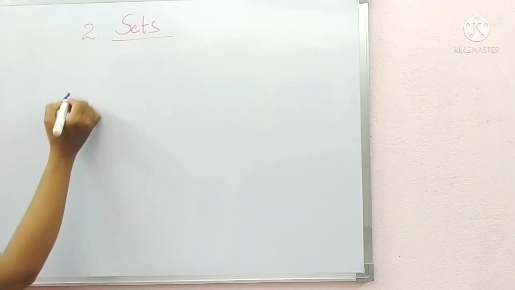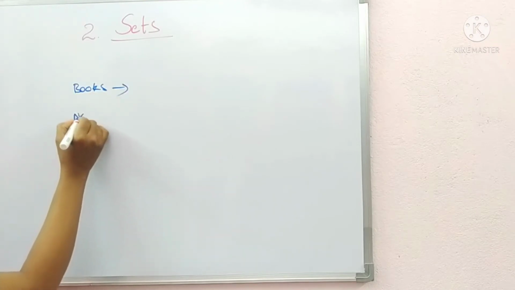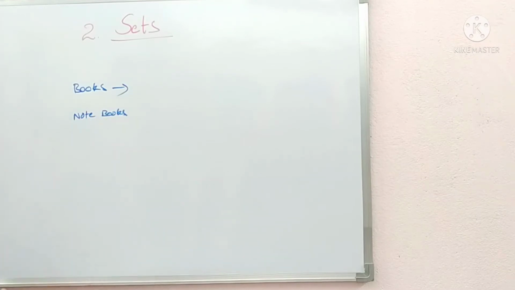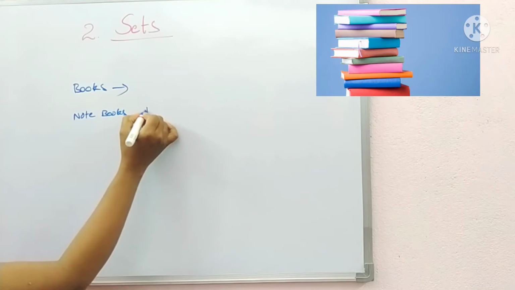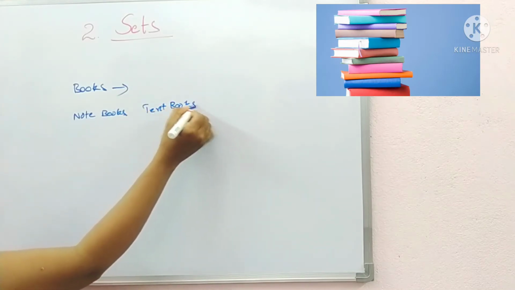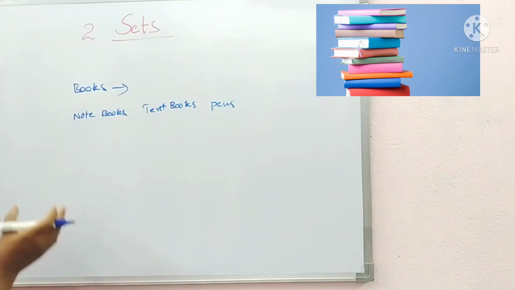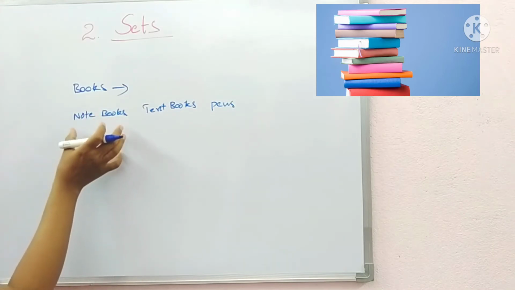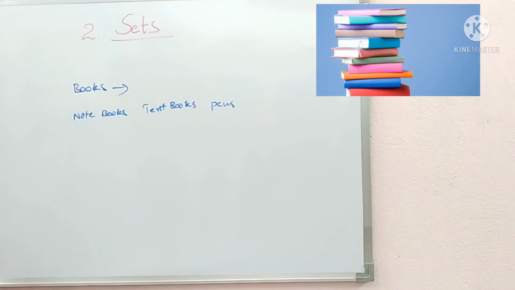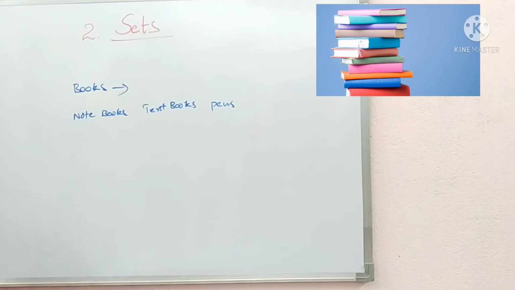When you arrange your books in your bag, how will you arrange them? All notebooks are in one rack, or at one place, and all your textbooks are at one place, and all your pens are in your geometry box, like this, right? That means all the things with a common quality, these are all notebooks, and these are all textbooks, and the pens are used to write, right?